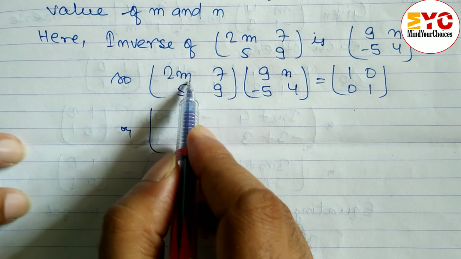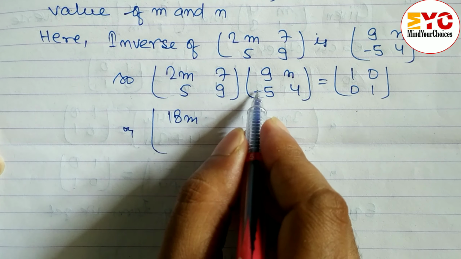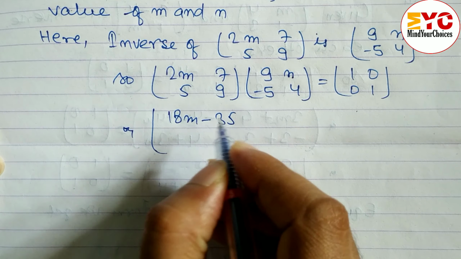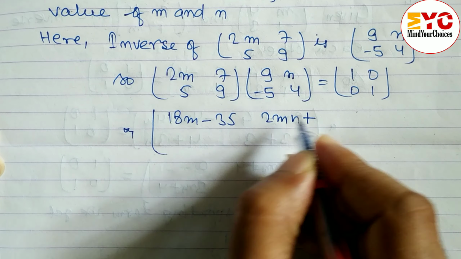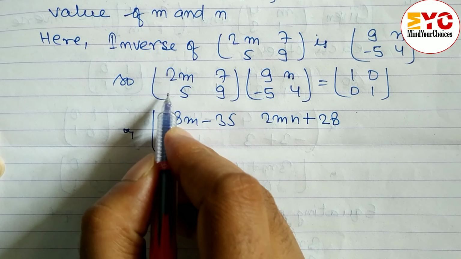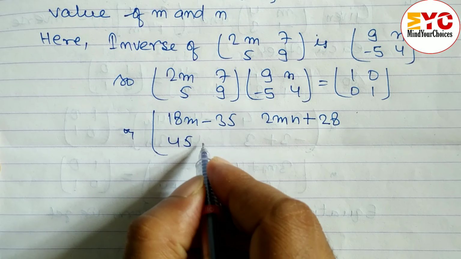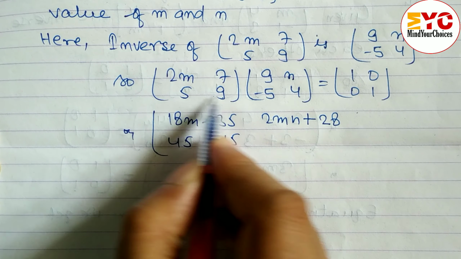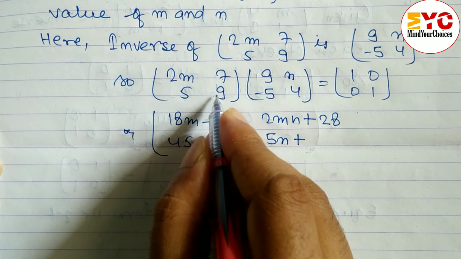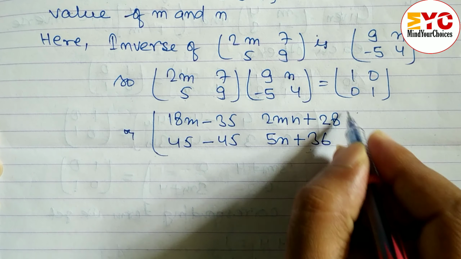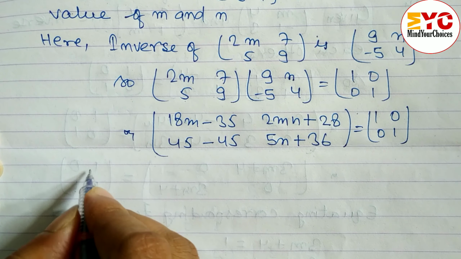First row into first column: 2m into 9 is 18m, so we write 18m plus minus 7 into 5, which is minus 35. Again first row into second column: 2m into n is 2mn plus 7 into 4 is 28. Now second row first column: 5 into 9 is 45 plus minus 9 into 5, minus 45. Again second row second column: 5 into n is 5n plus 9 into 4 is 36, equal to [1, 0; 0, 1].